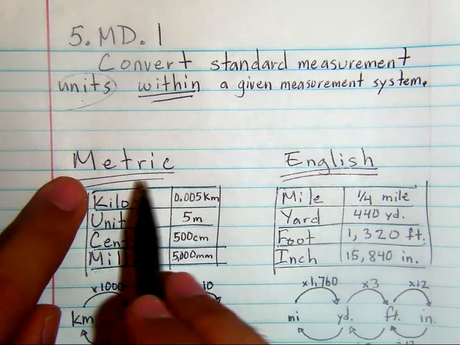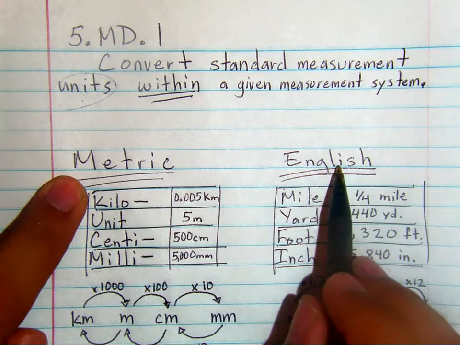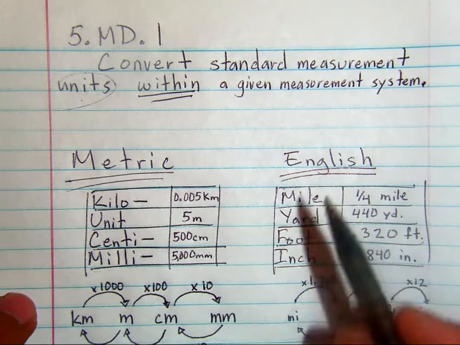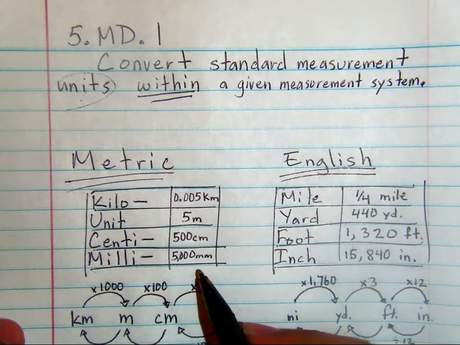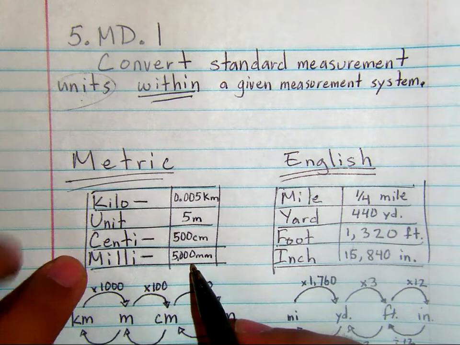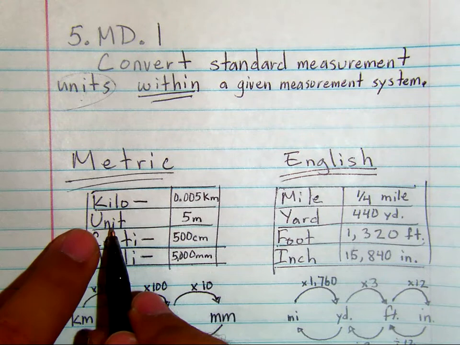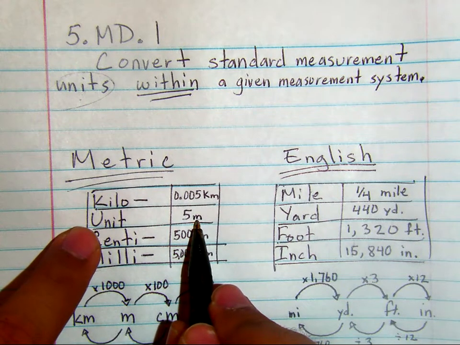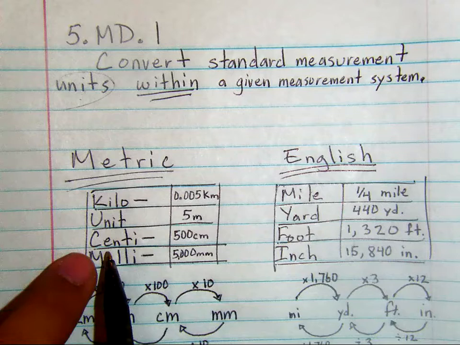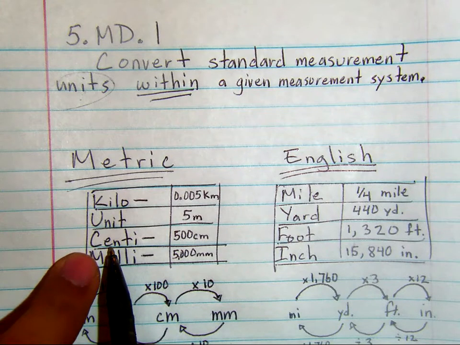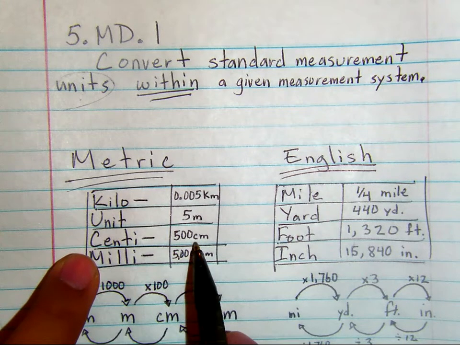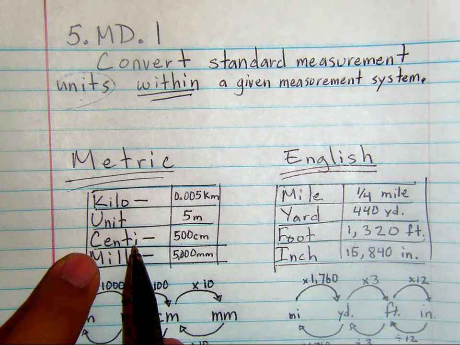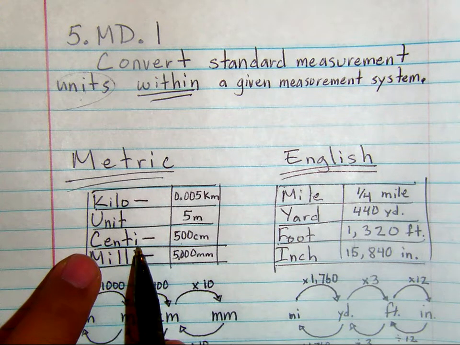Now, there are two main measurement systems. Metric is very simple. There's not a whole lot to do for metric because it's built on a base 10 system. So if you have 5 meters, for example, how many centimeters do you have? Well, you have 500 centimeters. All you do is multiply it times 100 because centi means 100.